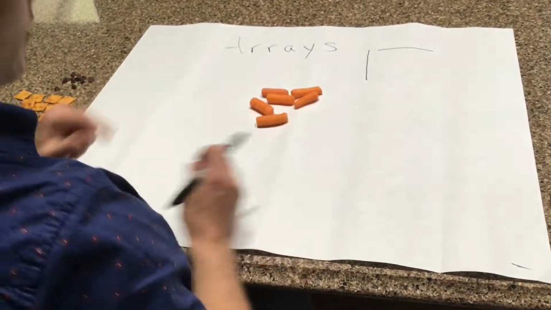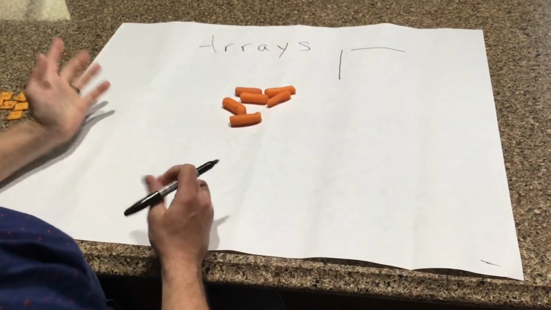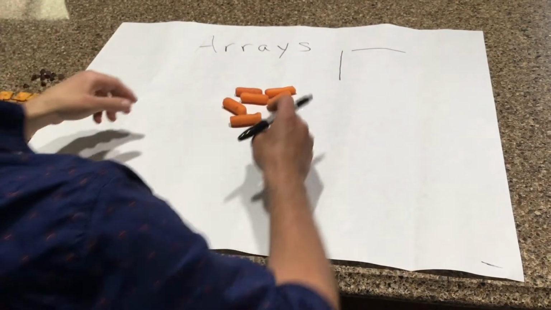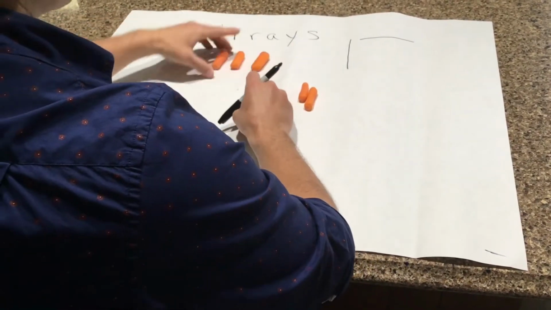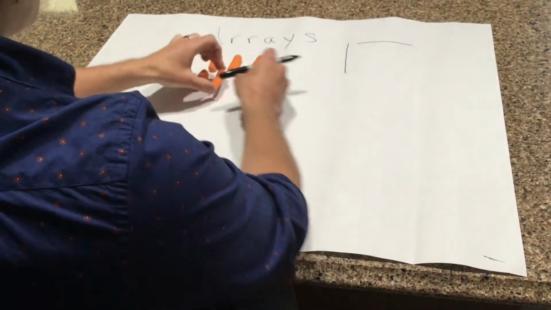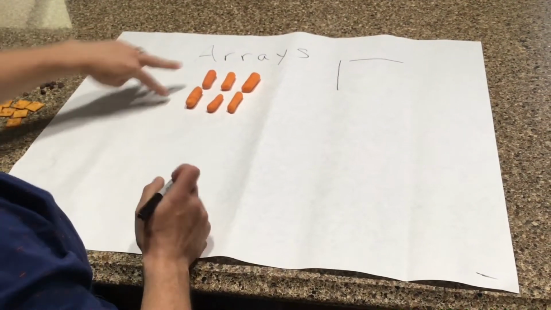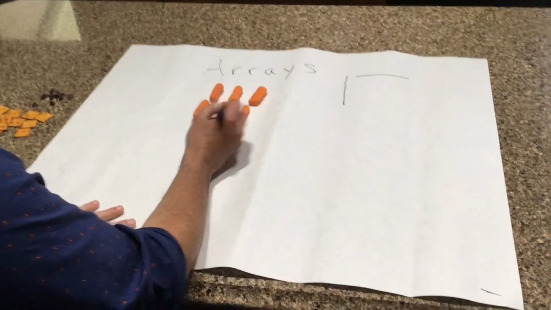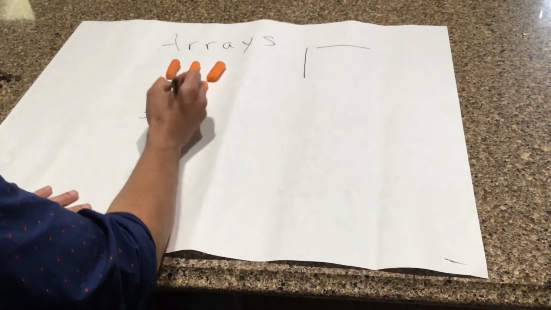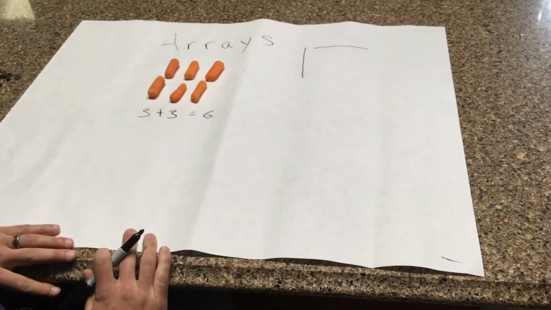I've got a handful of baby carrots here, so I'm going to organize these into an array so I can use repeated addition to figure out how many I have. So I can line up my baby carrots a couple different ways. If I go like this, I have 2 rows of 1, 2, 3, 1, 2, 3. So I would show that on here, like 3 plus 3 equals 6.